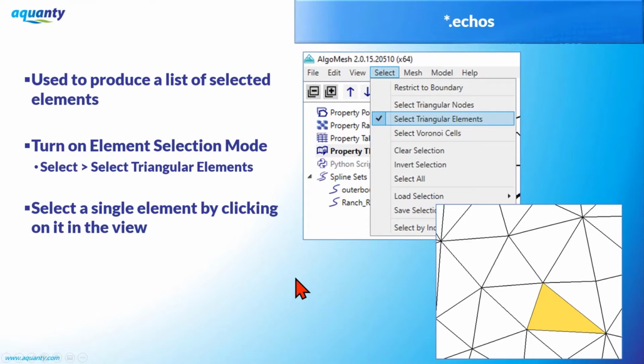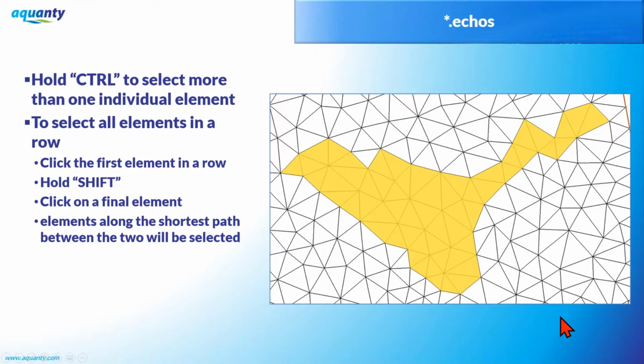ECHOS files, it's the same idea. You would turn on to select triangular elements, and then you can select your triangles by clicking on them in the view. And the way that you would do that is exactly the same as for selecting nodes. It's Control to select more than one, and Shift to connect along the shortest path between your first and your last element.